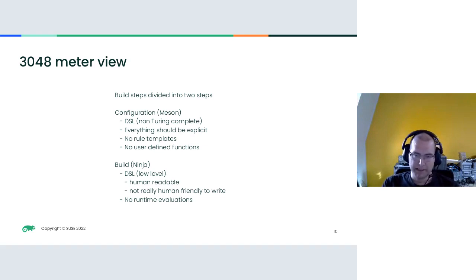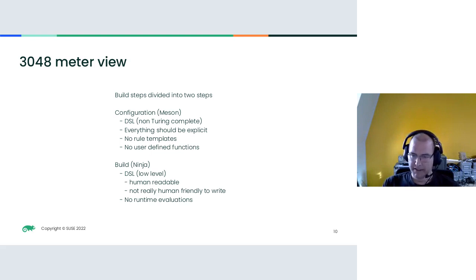So Meson, and also Ninja, have their own DSL, domain specific language. Meson has a very high level expression language, and Ninja has a very low level one, which is not designed for writing by hand. It's more for writing by tools, configuration tools, but it's still readable. So it's easy to read, but it's very verbose. So you usually don't want to write Ninja files by hand.